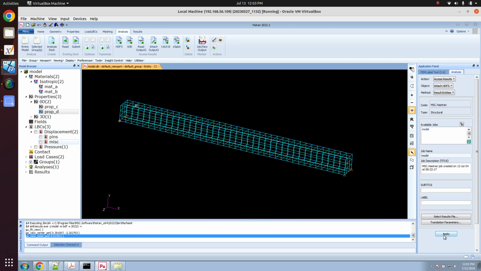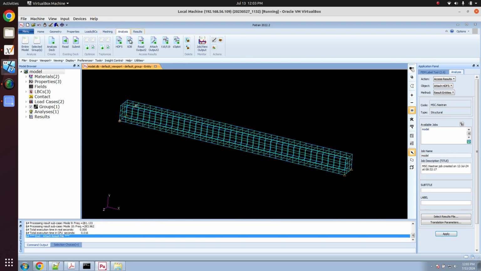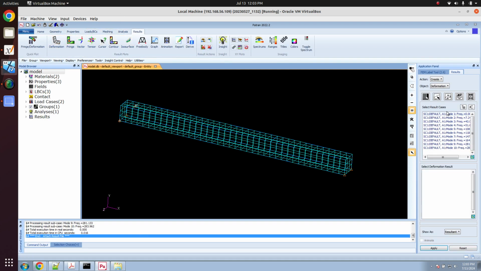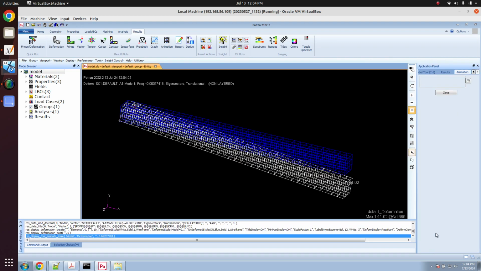Let's attach the results. Our rigid body modes or our mechanisms are going to be defined with the 0 Hertz frequency. So this is mode 1. You'll notice that the natural frequency is somewhat large, 0.003. This is still small relative to the other natural frequencies: 283, 281, 164, 147. But this one's very small. It's suspicious.